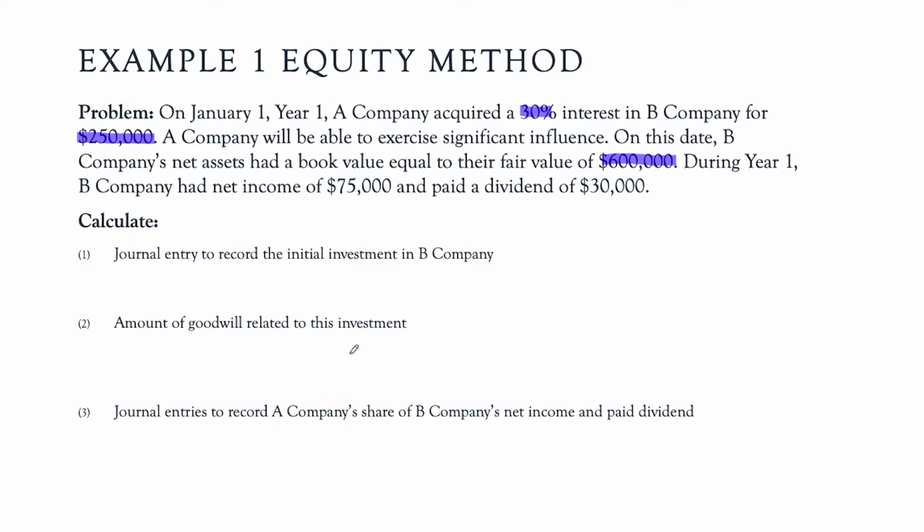Finally, let's take a look at the last question here, journal entries to record A company's share of B company's net income and paid dividend. Well, in the question, it gives us that B company had net income of $75,000 and paid a dividend of $30,000. So all A company is going to want to do is recognize their ownership interest of 30% within this net income and within the paid dividend.